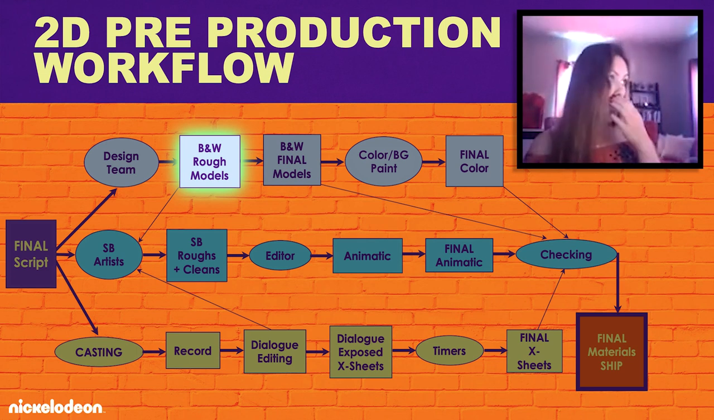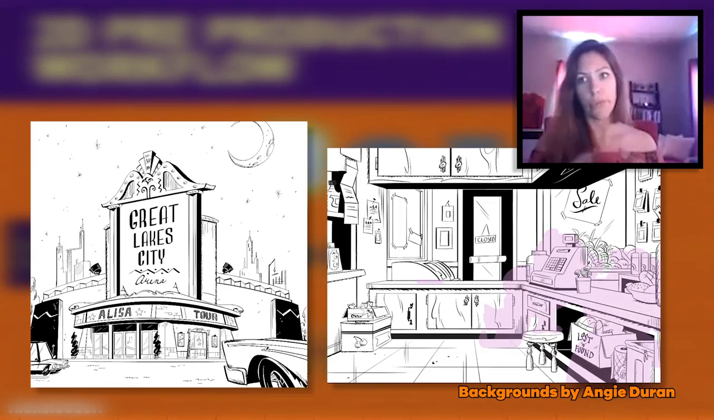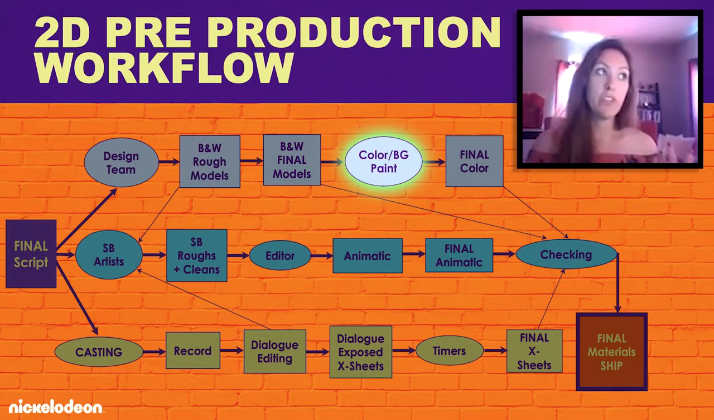So we move from the rough designs into final clean drawings, which is literally just really beautiful line art. And then from there, we move into color or BG paint. Color styling is for the characters and the props, and BG paint is obviously for the backgrounds.